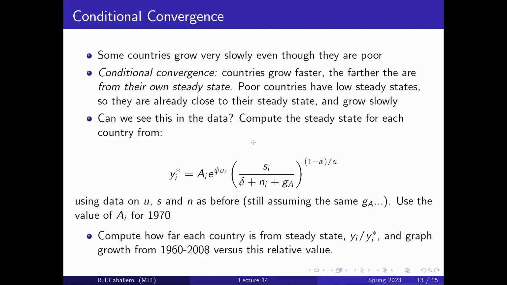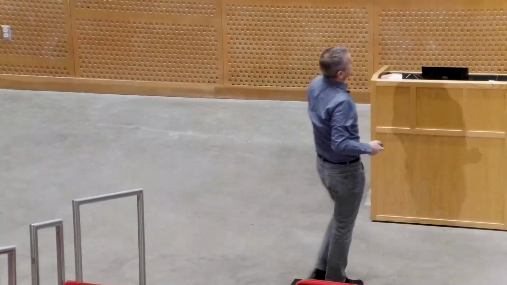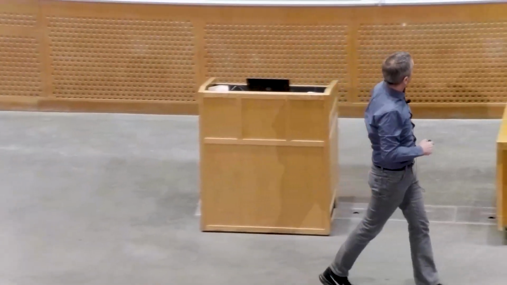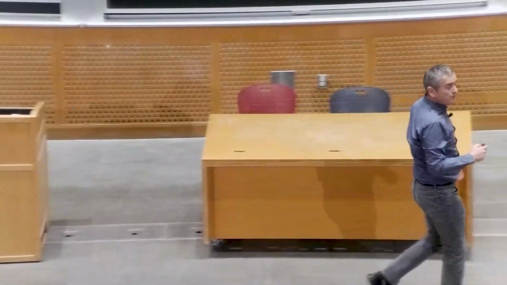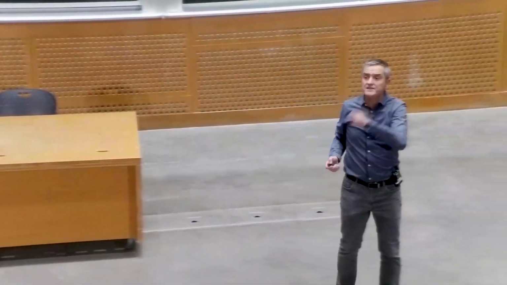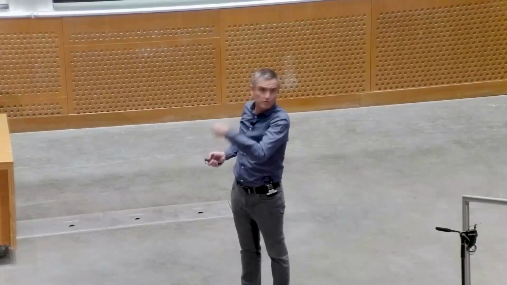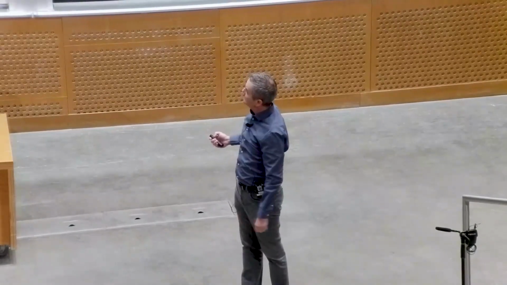Okay? So what this literature does is says, okay, let's compute the steady state. So let's accept that some countries will have lower levels of technology. That's what it is. Maybe at some point they'll flip from there, but they have been stuck for a long time, so let's assume that they have a different level of technology. So that means let's compute for each country its own steady state, using its own technology and its own level of education. Okay?